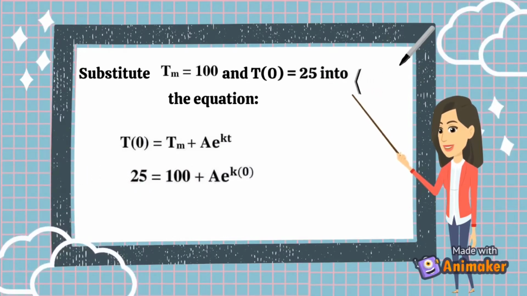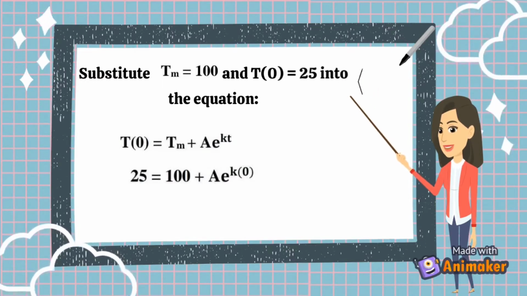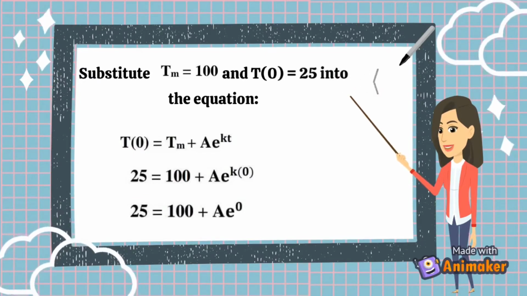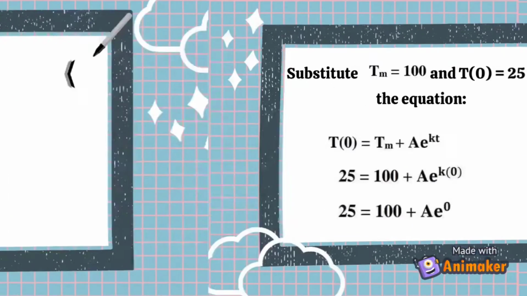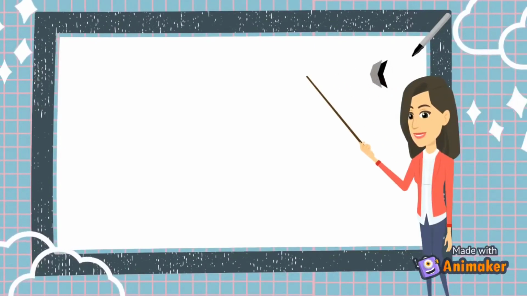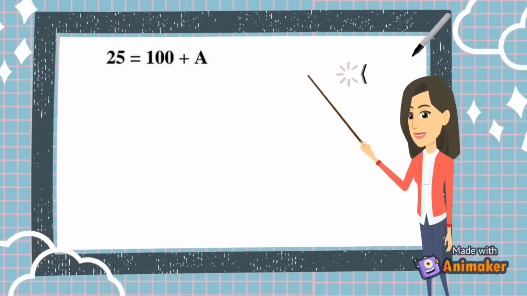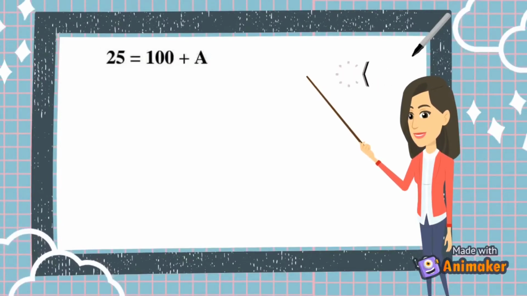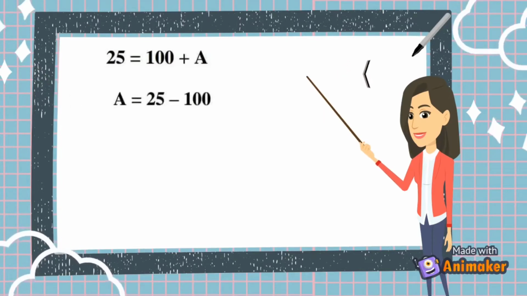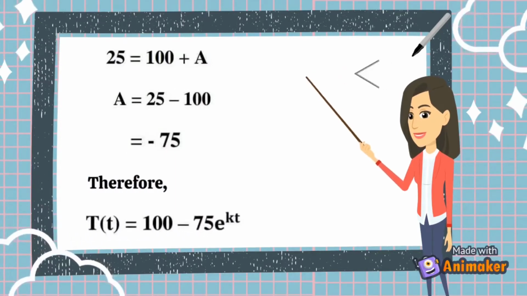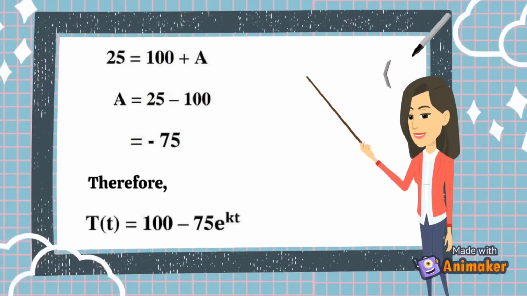So 25 equal to 100 plus a e to the power of k0. Then we get 25 equal to 100 plus a e to the power of 0. Next, we get 25 equal to 100 plus a. Then we rearrange the equation by moving a to the left hand side. So we get a equal to 25 minus 100 equal to negative 75. Therefore, we get T equal to 100 minus 75 e to the power of kt.